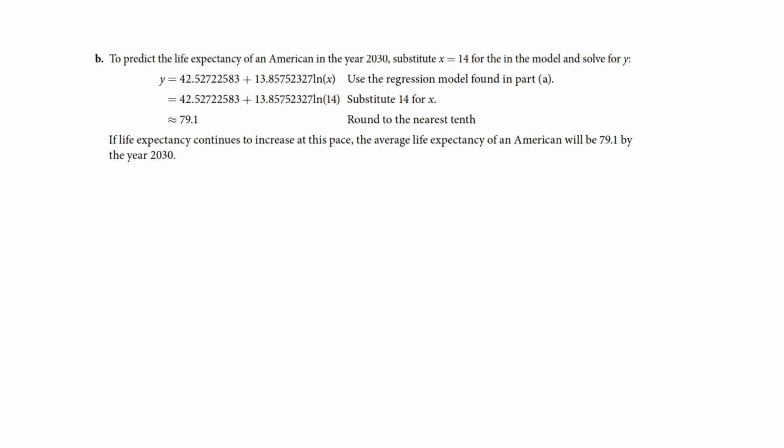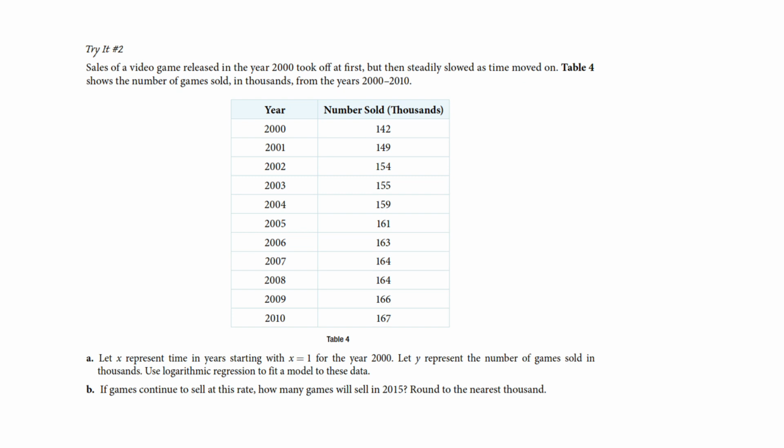Okay, now why do we do that? Because we want to predict what would happen if X were 14. That's outside of the data that I had, but I could use it to predict. So I put 14 in, crunch it, and we get a life expectancy of 79.1.